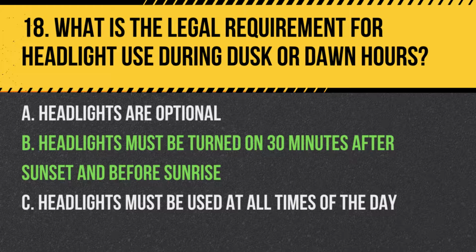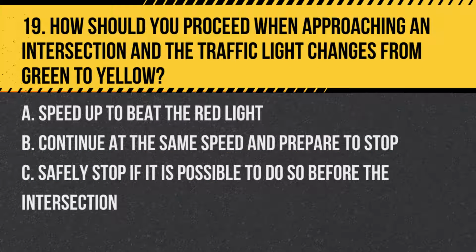Answer B. Headlights must be turned on 30 minutes after sunset and before sunrise. It's legally required to use headlights during low light conditions to ensure visibility. Question 19. How should you proceed when approaching an intersection and the traffic light changes from green to yellow?